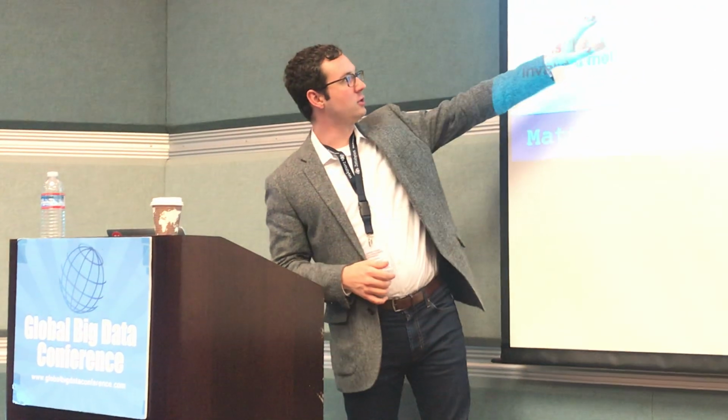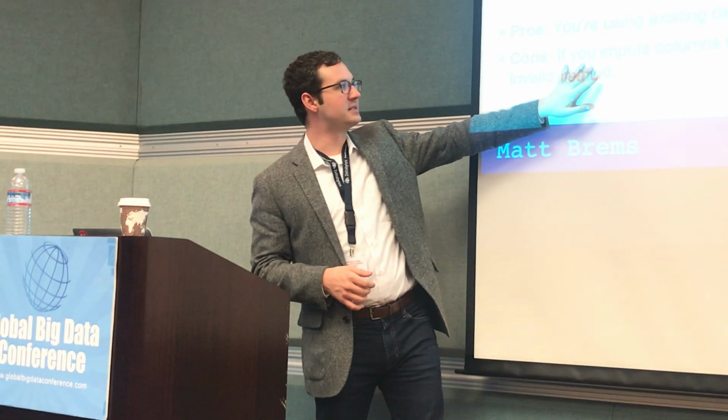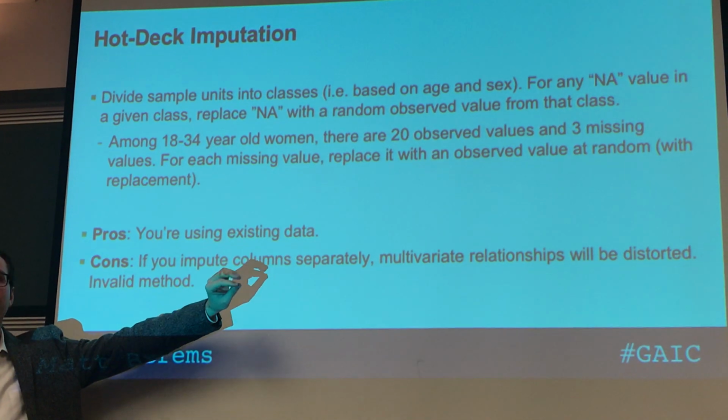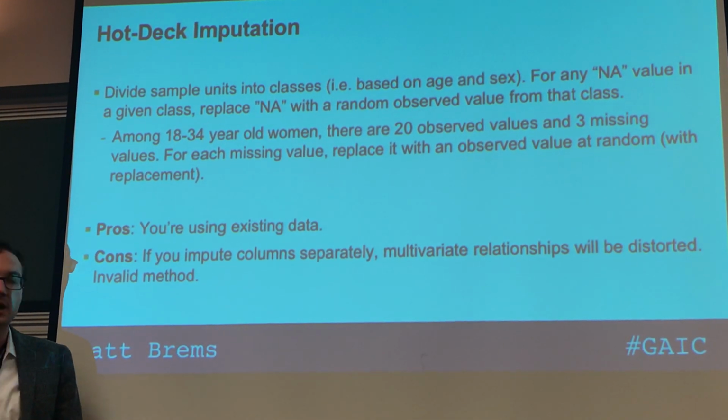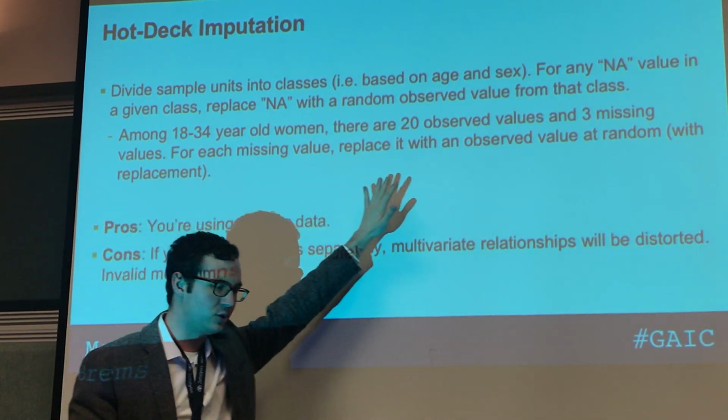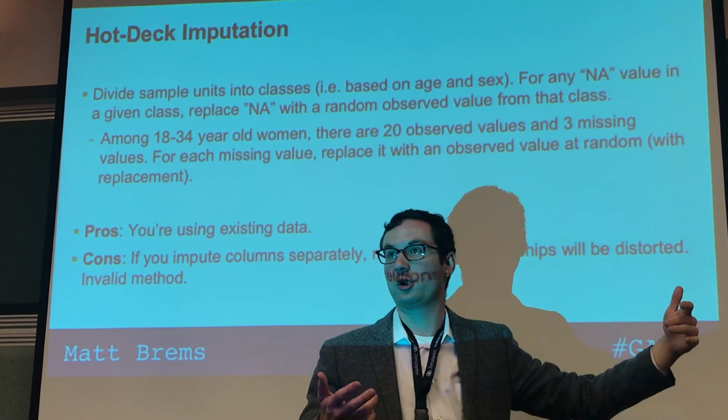The upside to this is that you're using existing data. The downside is that if you impute columns separately, you're going to ruin any multivariate relationships that you have. So let's say that in this case, I'm predicting income. Let's say I also use this to predict another variable that we had, like partner.